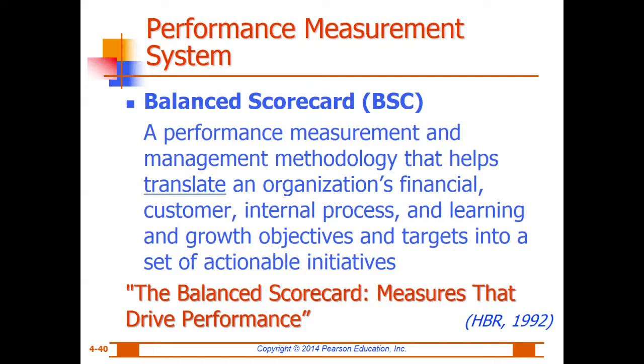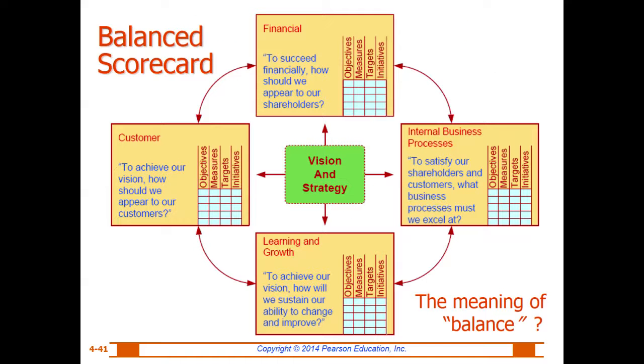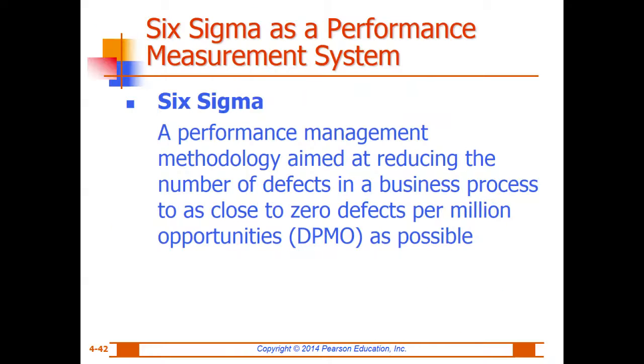Companies will develop a balanced scorecard that provides the overall health of an organization that might include financial, customer, internal processes, learning and growth objectives from a human resource perspective. What are the measures that are driving performance, as indicated by the Harvard Business Review? So in other words, in order to succeed financially, how should we appear to our shareholders? How should we appear to our shareholders based on our business processes? What do we have to be good at? What do we have to learn? How do we have to improve? And how should we appear to our customers? So that's really our balance.